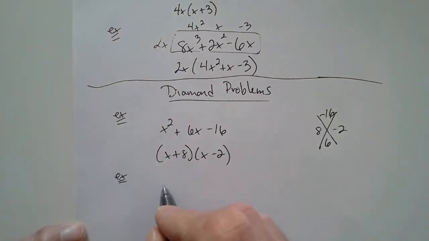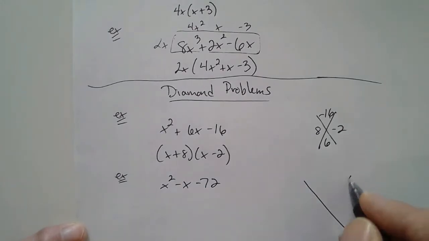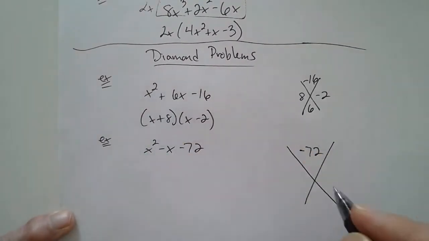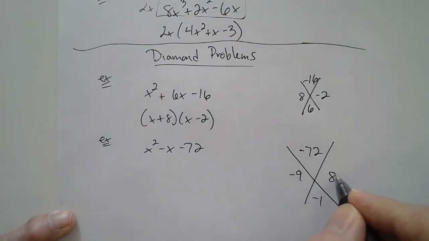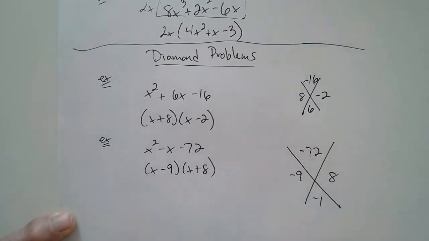Just another example, if we have x squared minus x minus 72, negative 72 is on top, it would be negative 1 on the bottom. So it's x minus 9, x plus 8.